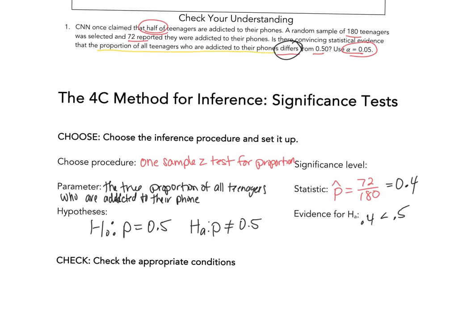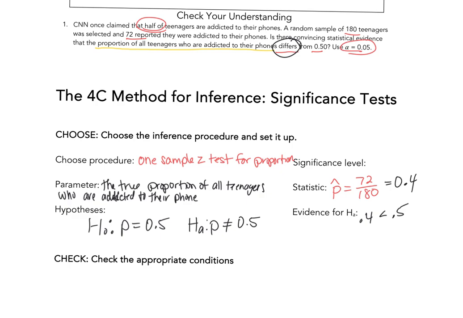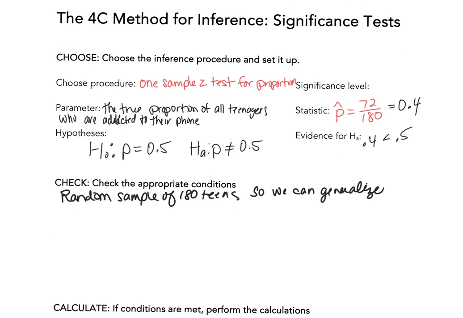The conditions are the same that they've been for the last several tests that we are doing. The first thing is always randomness. So it says a random sample of 180 teenagers. So our first condition, random sample of 180 teens. Why? So we can generalize. And 180, we're sampling without replacement, so 180 is less than 10% of all teenagers. So we can sample without replacement.